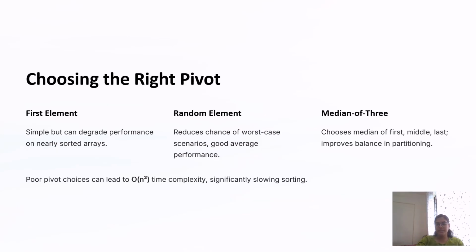Choosing the right pivot is very important. If we choose the first element as the pivot, it is simple but can degrade the performance on a nearly sorted array. And if we choose a random element, it reduces the chance of worst case scenarios and it gives good average performance. If we choose median of 3, the median of first, middle and last, it improves balance in partitioning. Poor pivot choices can lead to O(n²) time complexity, significantly slowing sorting.